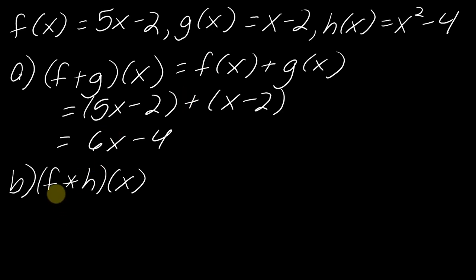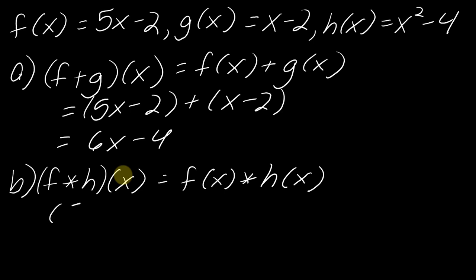Okay, so what about if I want to take f times h of x? So I would actually recommend that maybe you pause the video here and try that on your own, just to make sure that you've got this, and then hit play when you're ready. So this means that I want to take f of x times h of x. So I need to write that out, right? So if I write that out, that's going to be 5x minus 2 times x squared minus 4.